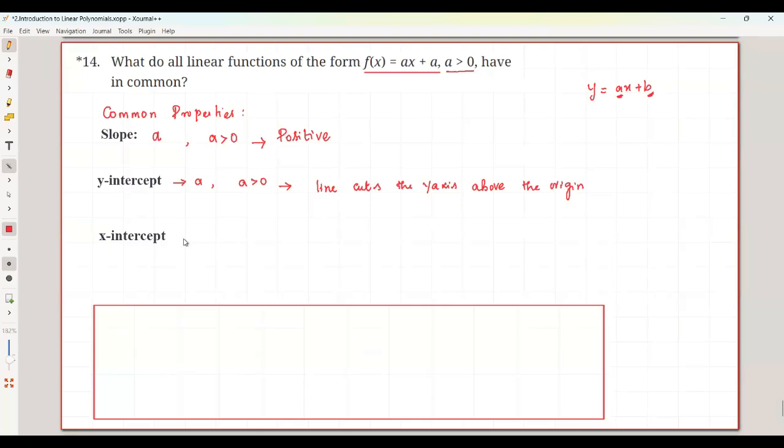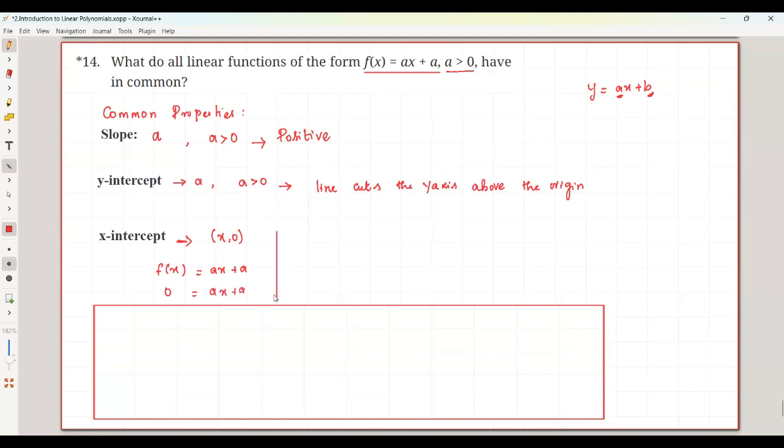Next we have to find out the x-intercept. The x-intercept means a point on the x-axis, x comma 0. f of x is equal to ax plus a is given. Just substitute the point. In the place of x is x only, and in the place of function y you have to substitute 0. So what will come? 0 is equal to a into x plus a.